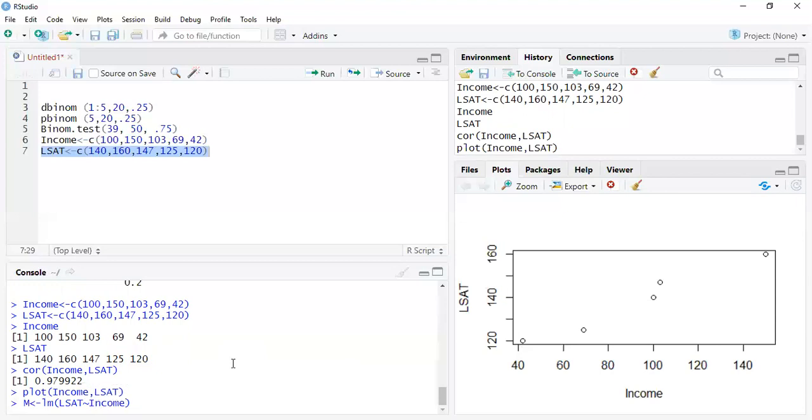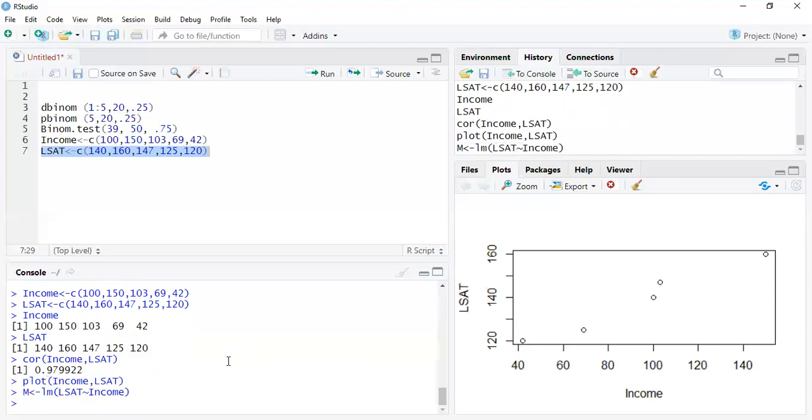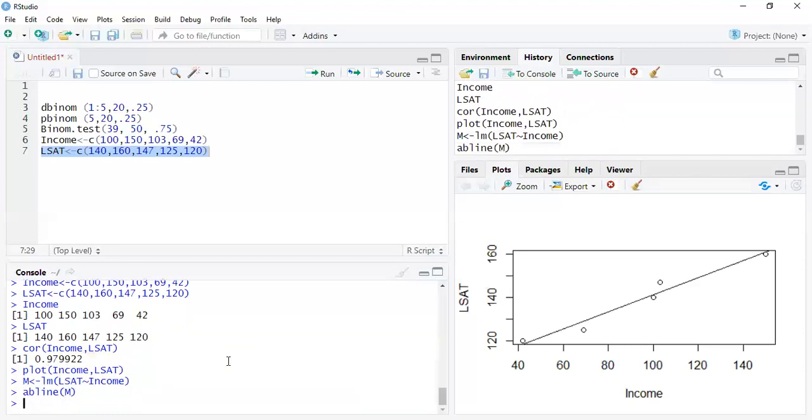Income, and then a line. All right, look at that line. Wow. So that is the line of best fit we were reading about. Wow, look at that. There's only 5. So 1, 2, 3, 4, 5. That is an awesome correlation.